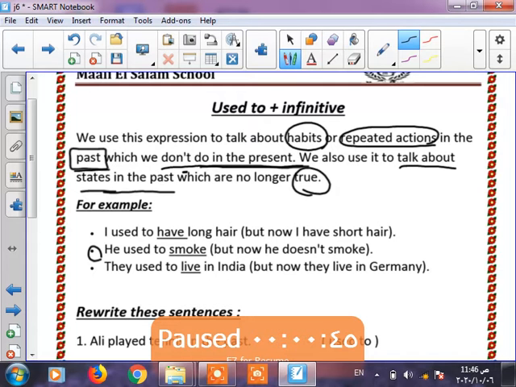Take care that after used to, I put the verb infinitive. Look here: used to have. Here: used to smoke. And number three: they used to live in India. So after used to, I put the verb infinitive. Look at example number three. They used to live in India in the past. So, in the past, they lived where? In India. And now, they live in India? No. They live in Germany or any other place.